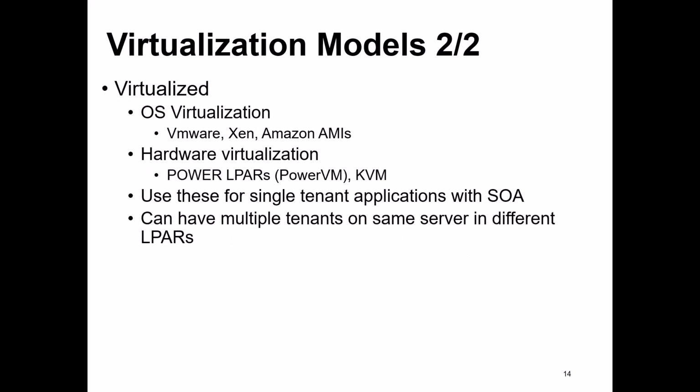Then we have what I tend to think of as virtualized, which is where I have either operating system or hardware virtualization. When we're talking operating system virtualization, we're talking VMware, Xen, the Amazon AMIs. When we're talking hardware virtualization, we're talking about the Power System LPARs that run under PowerVM or KVM LPARs. These are typically used for single tenant applications, and you can have multiple tenants on the same server in different LPARs, which gives you that level of separation while taking advantage of the physical resources.